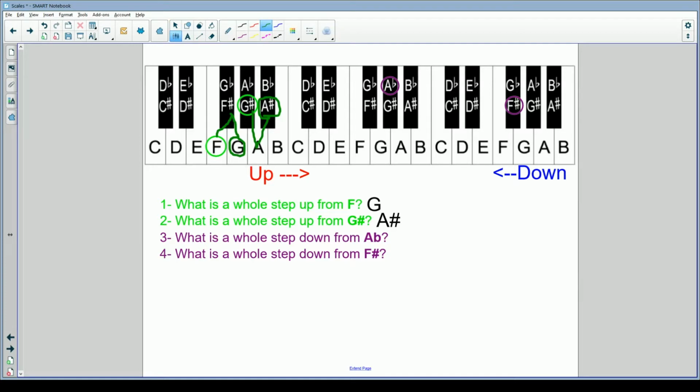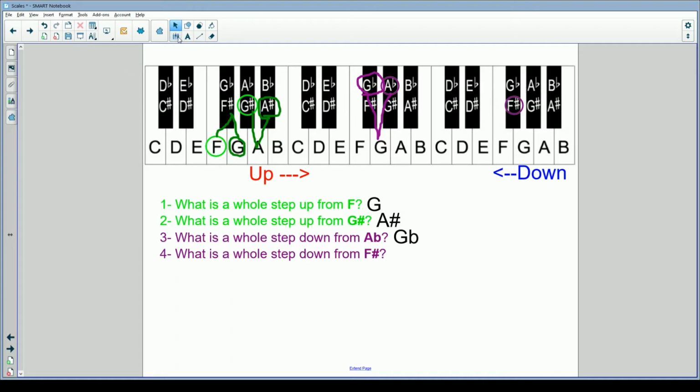Let's do question number 3. What is a whole step down from A flat? Here's A flat. Remember, going down, we're going to the left, just like this arrow is pointing. So here's A flat. 2 halves make a whole. So half plus half is a whole. G flat. Now remember, I'm using G flat and not F sharp, because I'm going down. And usually when we go down, we're going to use flats.